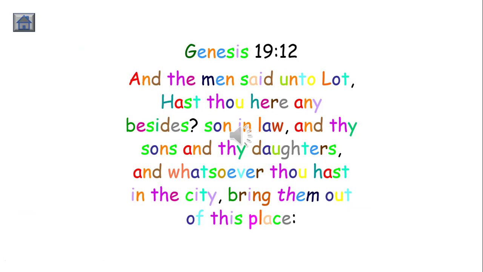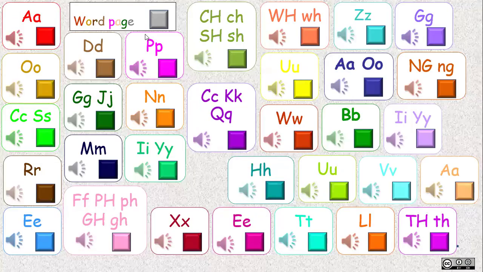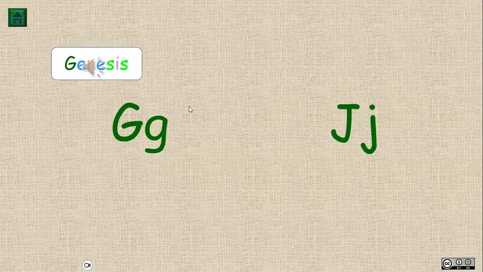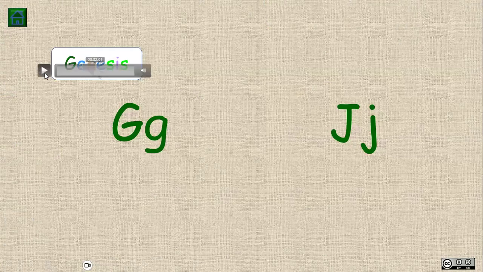Okay, and we're going to go through each word, sound by sound, not necessarily letter by letter, but sound by sound, and I'll show you how to work this. First sound in the first word, Genesis, is J. You're going to find that on the home page. J is here. It's green. And we click on the word Genesis, and it says Genesis.